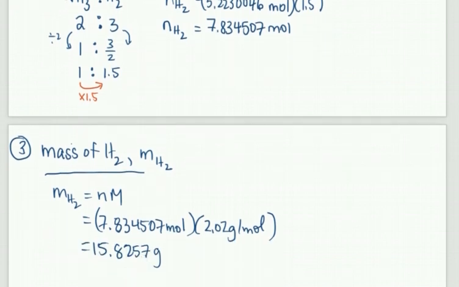Because there's only 2 digits in the initial number that we used, we're just going to keep our answer as 2 digits as well. Then make a therefore statement. So the mass of hydrogen is 16 grams. Okay, so that's the formula method.